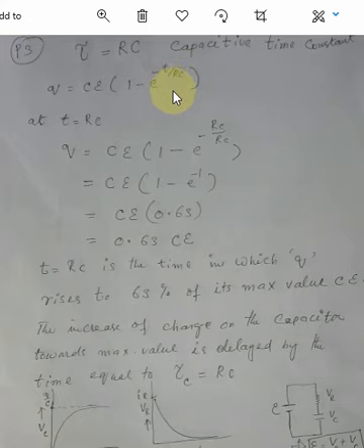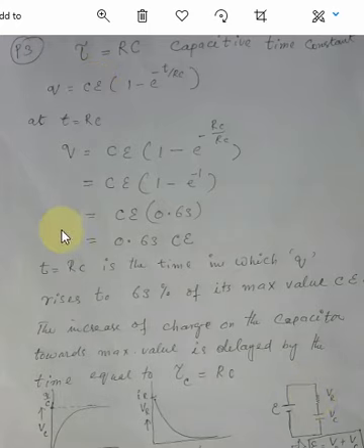Our 1 over infinity will give us 0. So 1 minus 0 will be equal to 1, and Q will be equal to CE, which is the maximum value of the charge. So instead of this equation, in which Q is equal to 0.63 times CE, we will get Q equal to CE for R equal to 0.